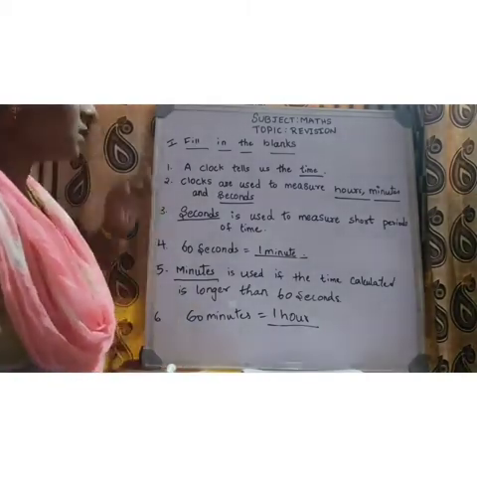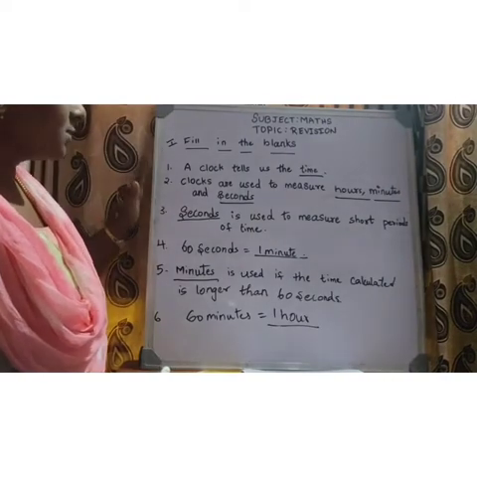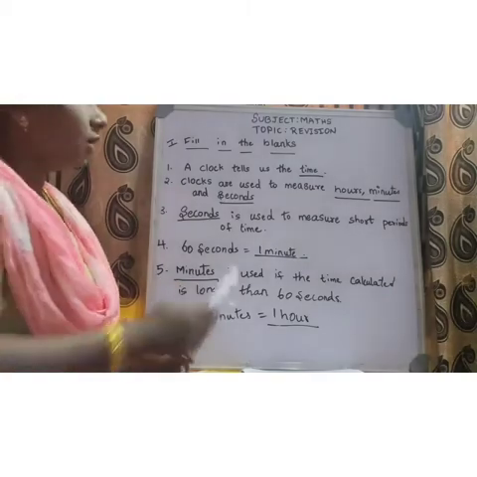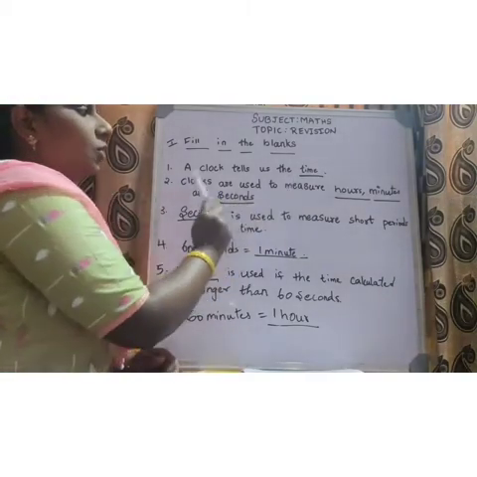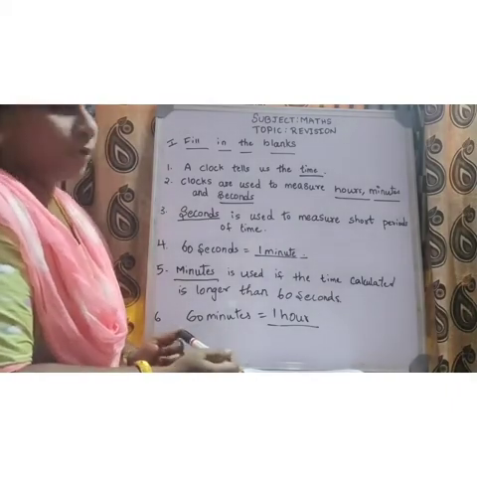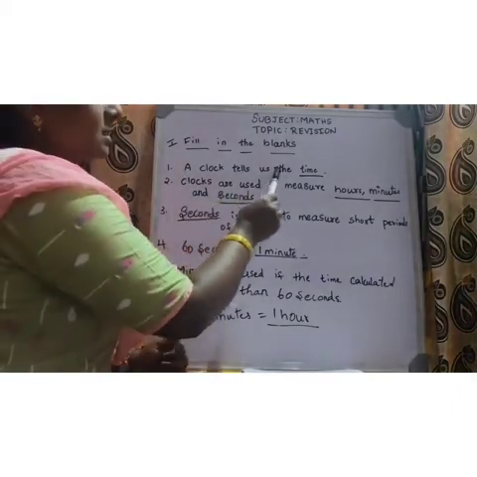Okay, so the first is fill in the blanks. First one, a clock tells us dash. A clock tells us what, children? A clock tells us time. Okay, a clock tells us the time.